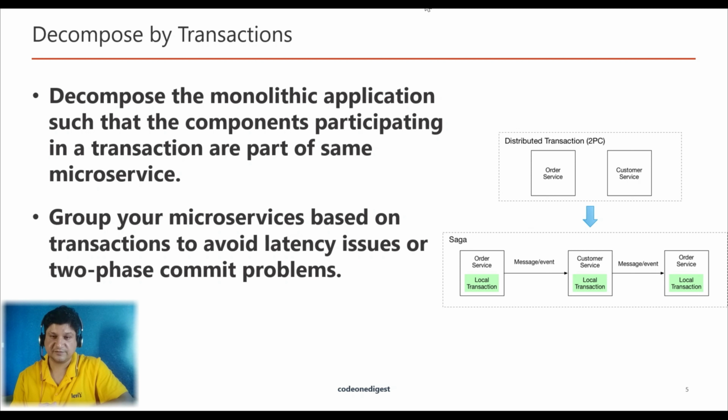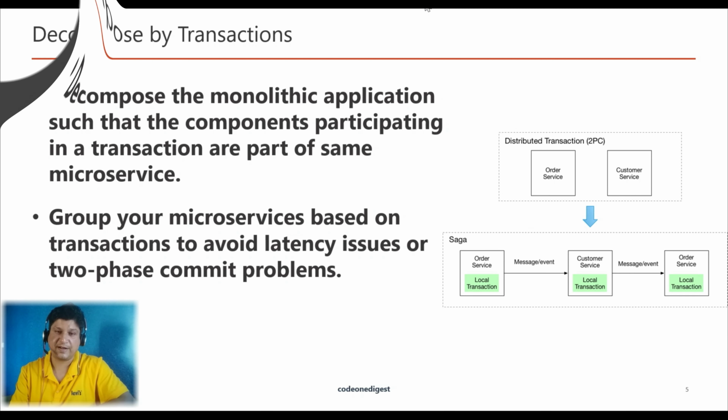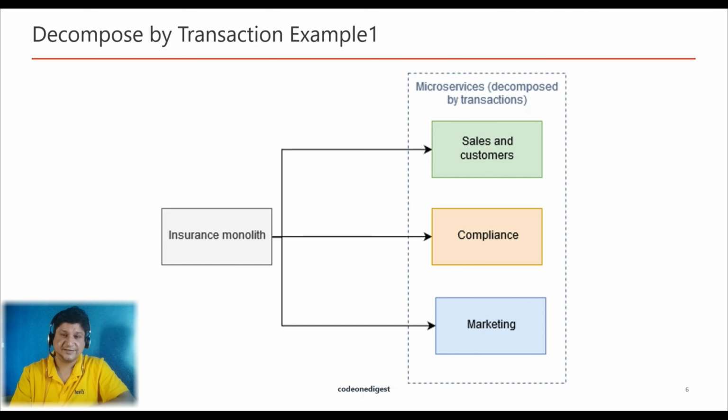In a distributed system, an application typically needs to call multiple microservices to complete one business transaction. To avoid latency issues or the two-phase commit problem, you can group your microservices based on transaction. This pattern is appropriate if you consider response time important and your different modules do not create a monolith after you package them. Okay friends, so let's understand this design pattern with an example.